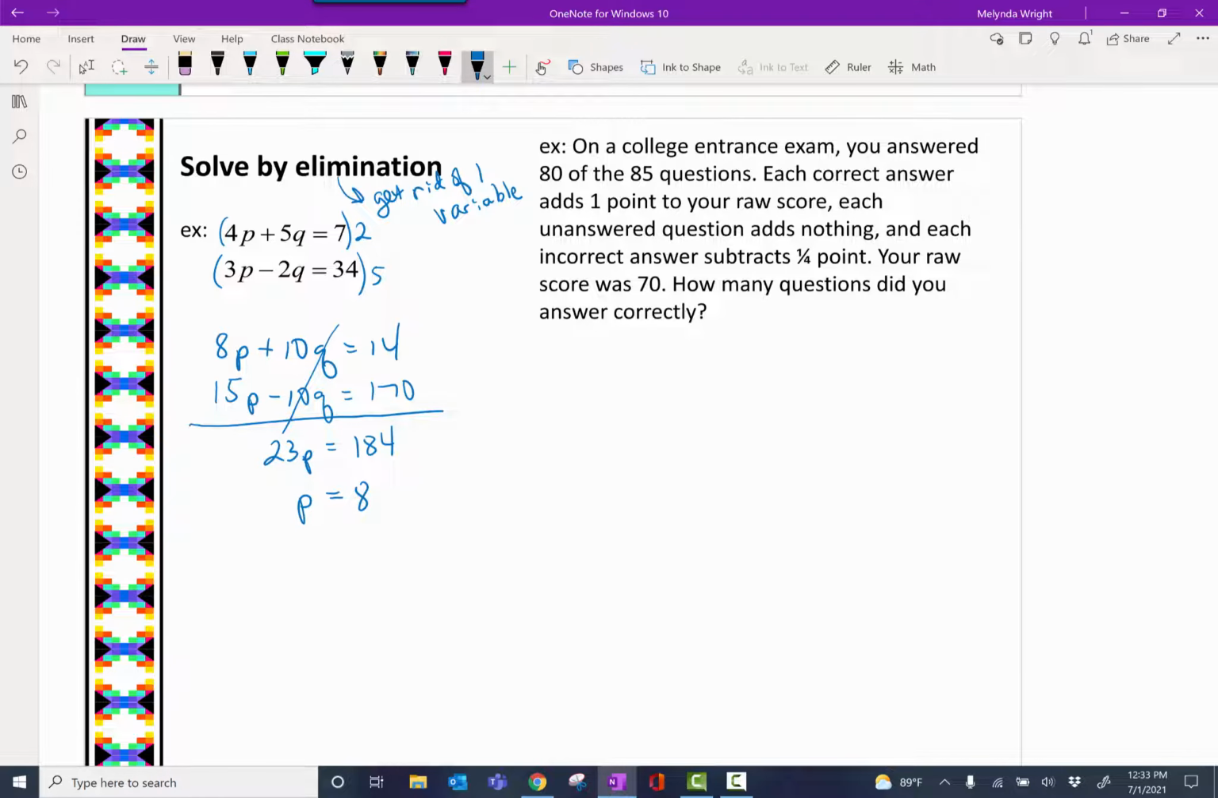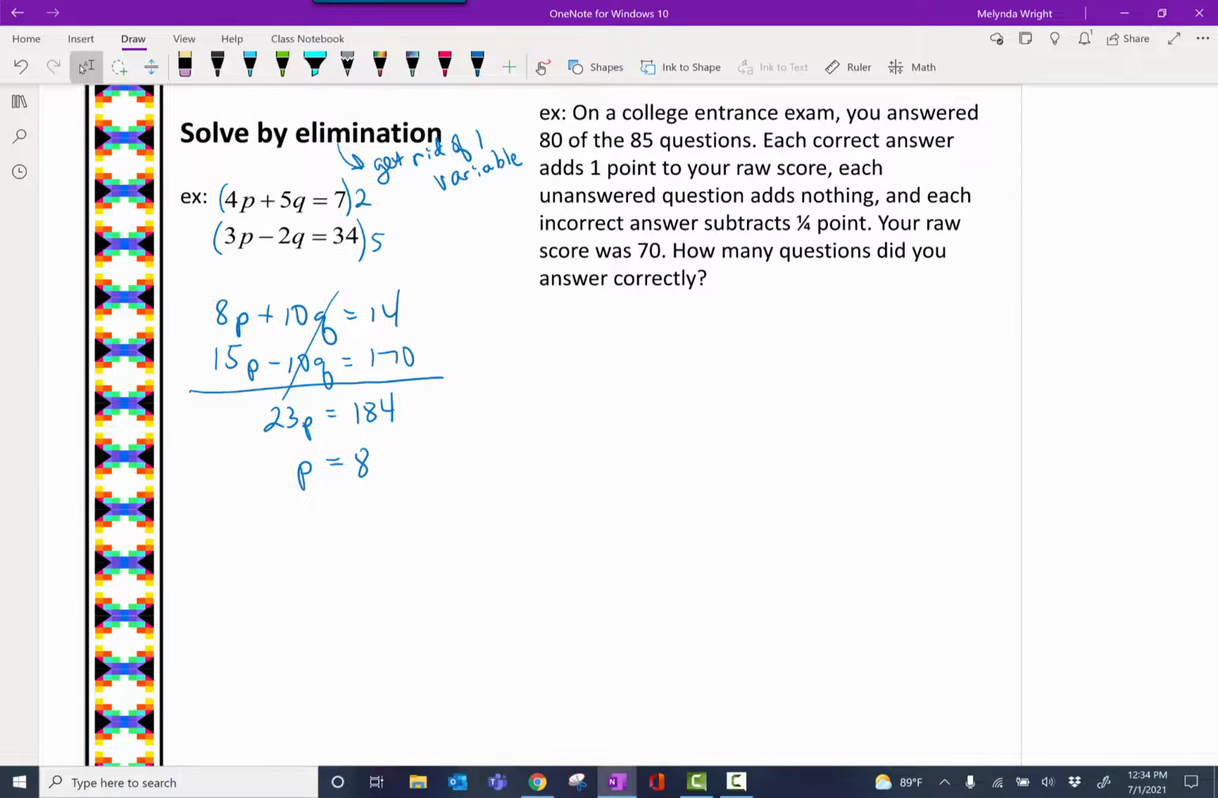Now once we find out what one of the variables is, if you recall, we do, I guess you could call it back substitute. We're going to take that p equals 8 and plug it into one of those equations at the top. Doesn't really matter which one, whichever one you want. I'm just going to use the second one. No real reason why. Either one of them is fine.